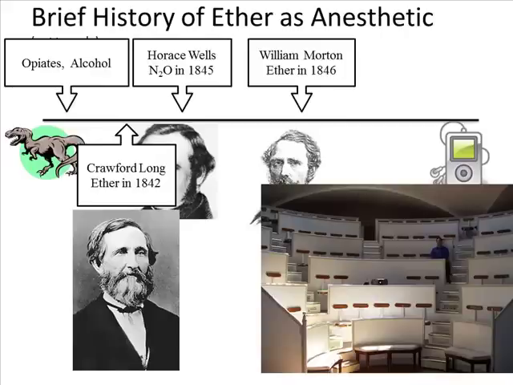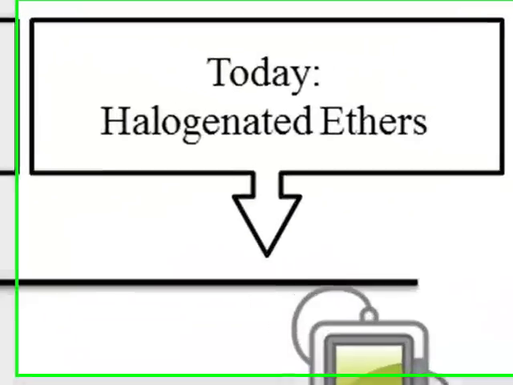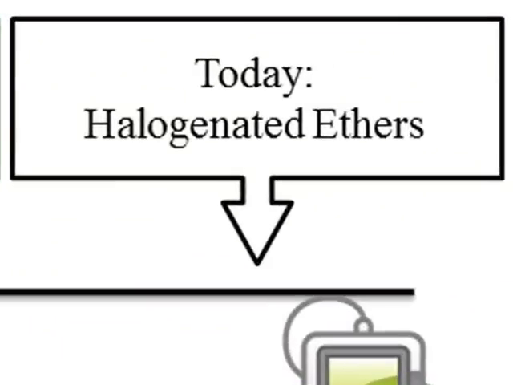Now, ether has not completely disappeared, as we'll talk about in a minute. In fact, most of the modern inhaled anesthetics that we use in surgery today are halogenated ethers, and we'll talk about what exactly a halogenated compound looks like in a minute.